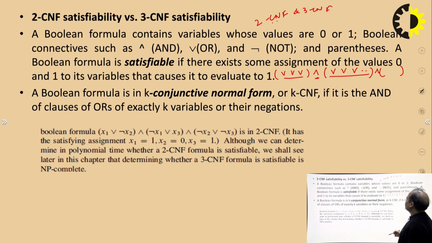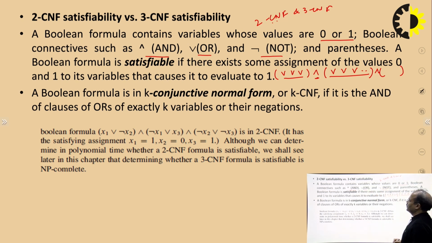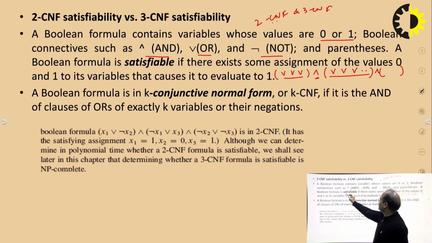So where the term within the bracket can be either as it is or in the form of negations. A Boolean formula contains variables whose values are either 0 or 1, Boolean connectives AND, OR and NOT, and parentheses. A Boolean formula is satisfiable if there exists some assignment of the values 0 and 1 to its variables that causes it to evaluate to 1.